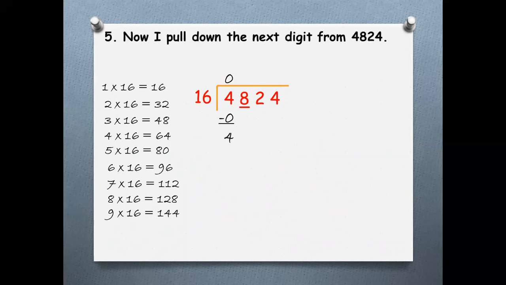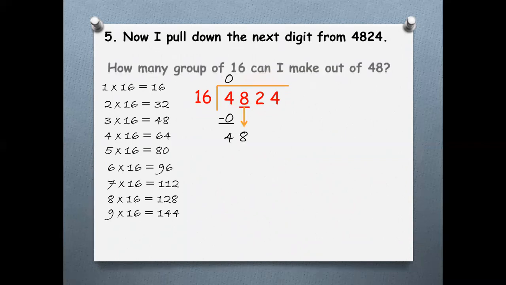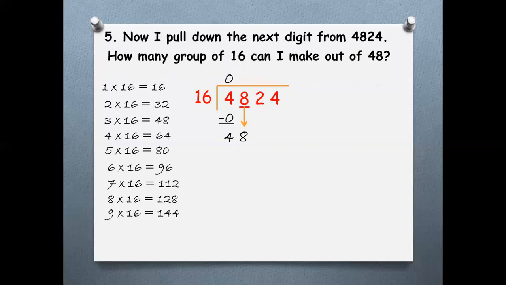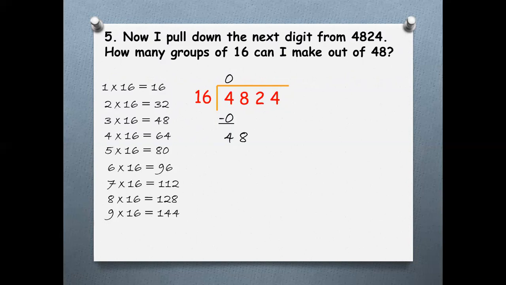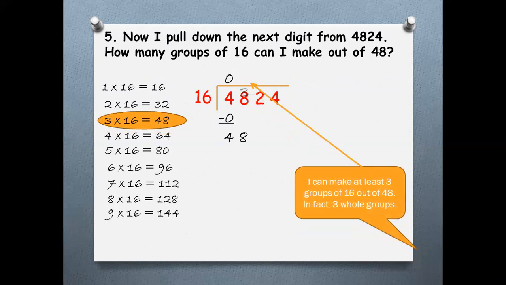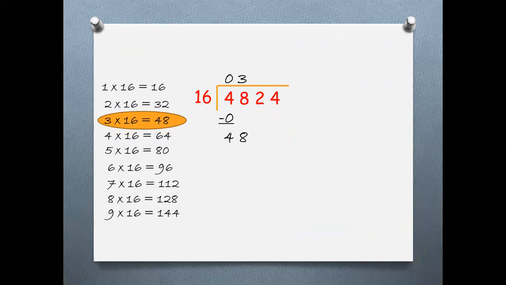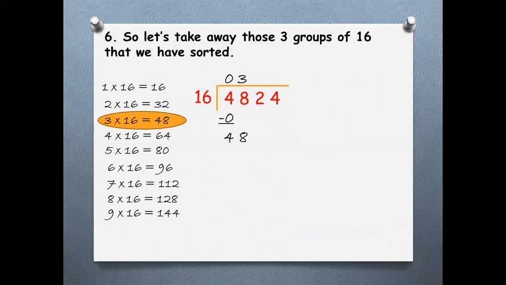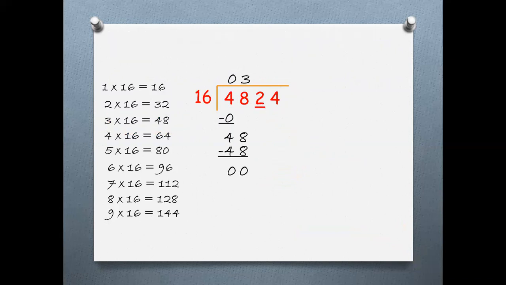We then bring down the next digit, bring down that 8 to make 48. We then think, how many groups of 16 can I make out of 48? And if I look in my multiples, I can see that actually 48 is already a multiple of 16. So I can just sort it into 3 groups. So I record my 3 here. And then I take away those 3 groups of 16 that we have sorted underneath. So there's the 48, they'll go in, which leaves 0.